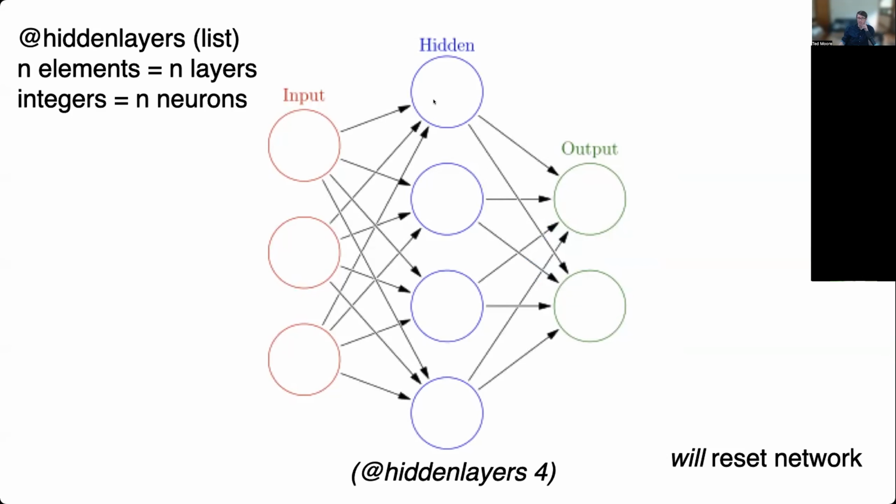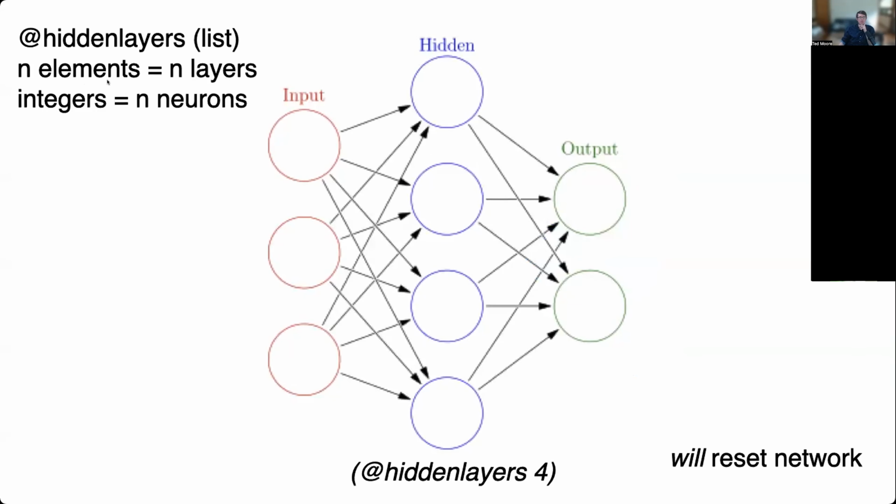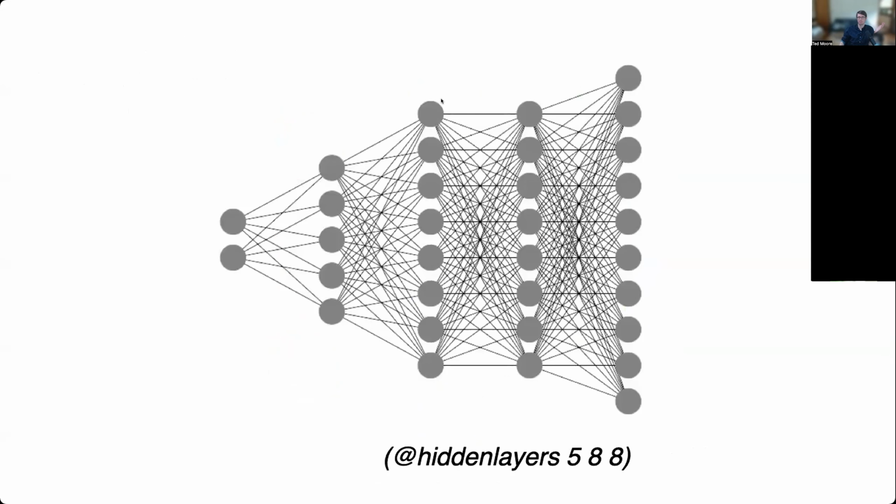We can also specify the number of nodes or neurons that are in each of those layers. So we'll pass in a list, and the number of elements in that list is going to be the number of layers that there are, and the integer that is the element in the list will be the number of neurons in that layer. For example, here, there's one hidden layer, so we have one integer. That integer is a 4, because we have 4 nodes in that one hidden layer. If we said hidden layers 5, 8, 8, this would mean that we're going to have 3 hidden layers. The first one will have 5 nodes, and the second 2 will have 8 nodes each.